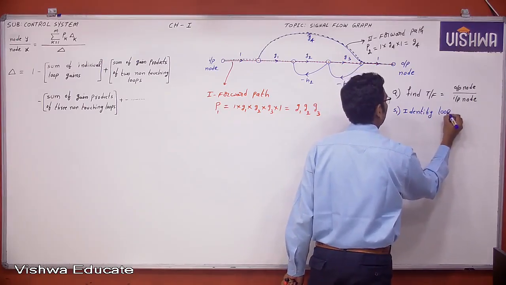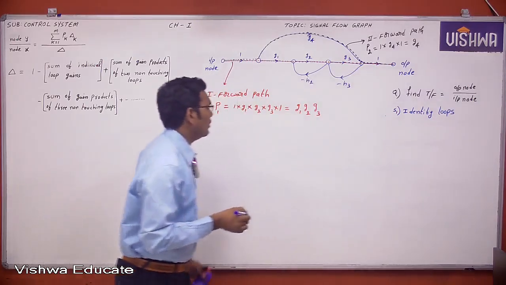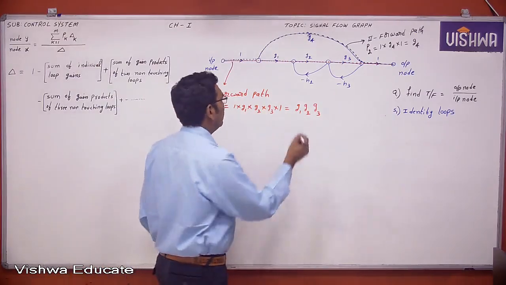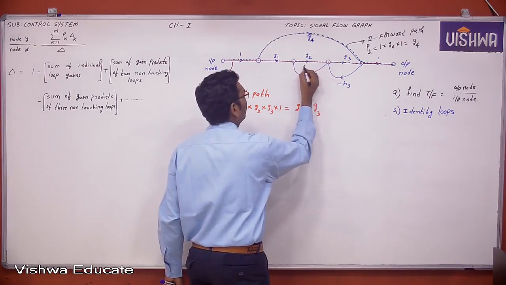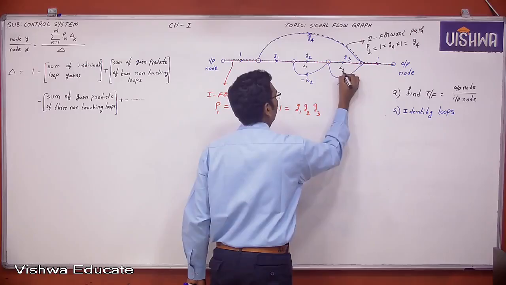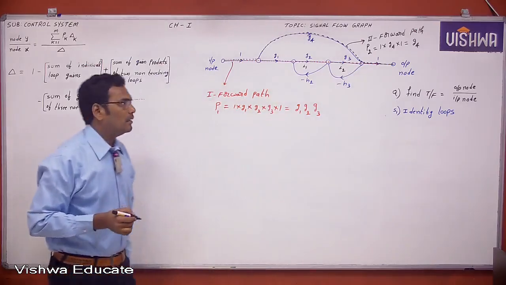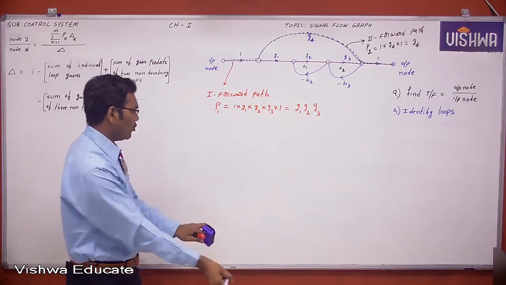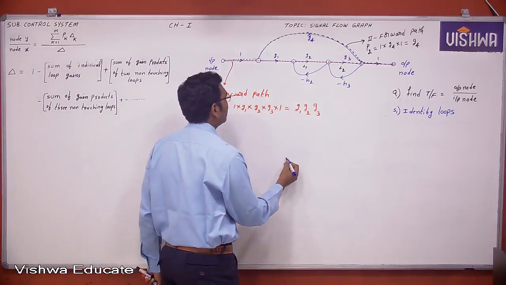Identify loops. Now identify where are the loops. Okay, now this is one loop, loop 1. This is second loop, loop 2. Okay, and some of the students are thinking that this is one loop. How is this a loop? You tell me.